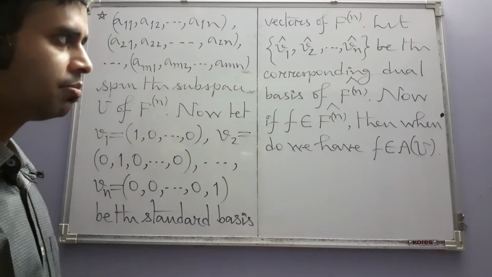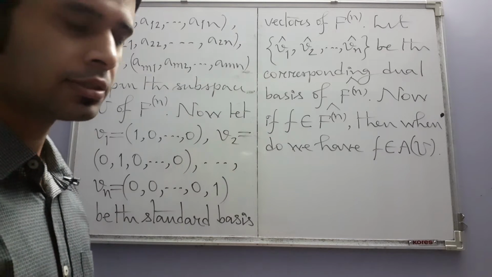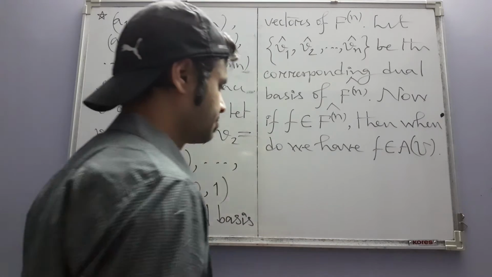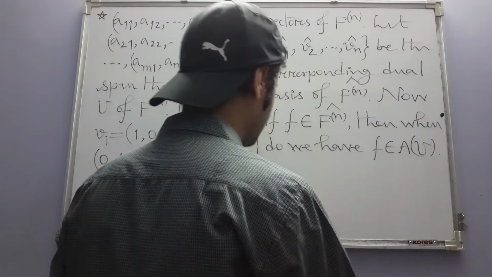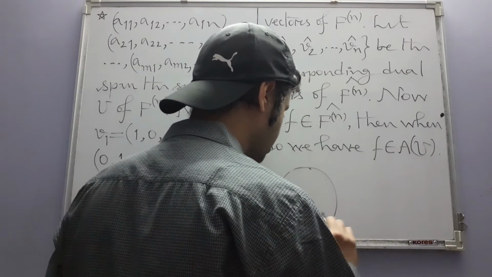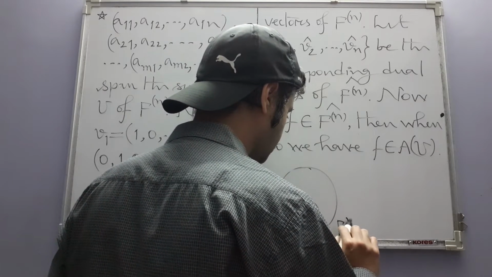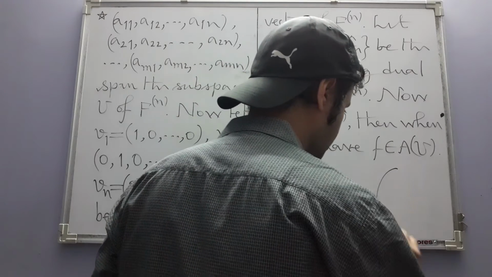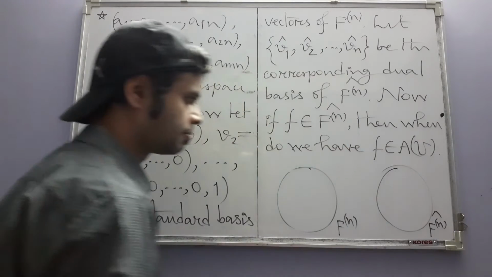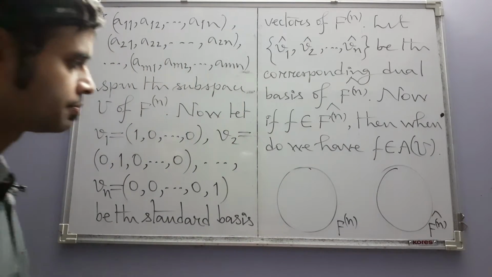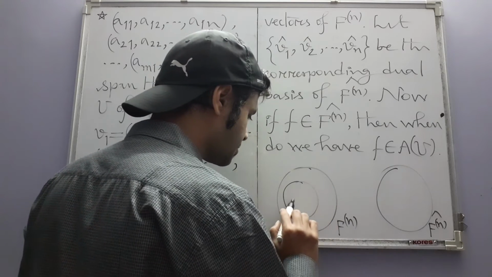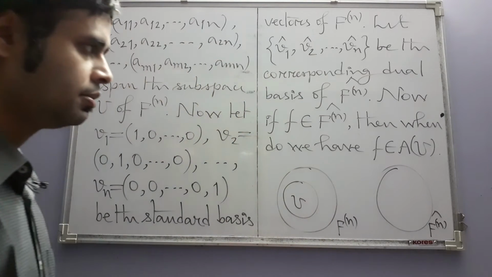Now, before we become really confused with all these things, let's just see what we are actually doing. So what we now have is this. We have our original space Fn, and we have its dual space Fn hat. Now, in the original space we have a subspace U.